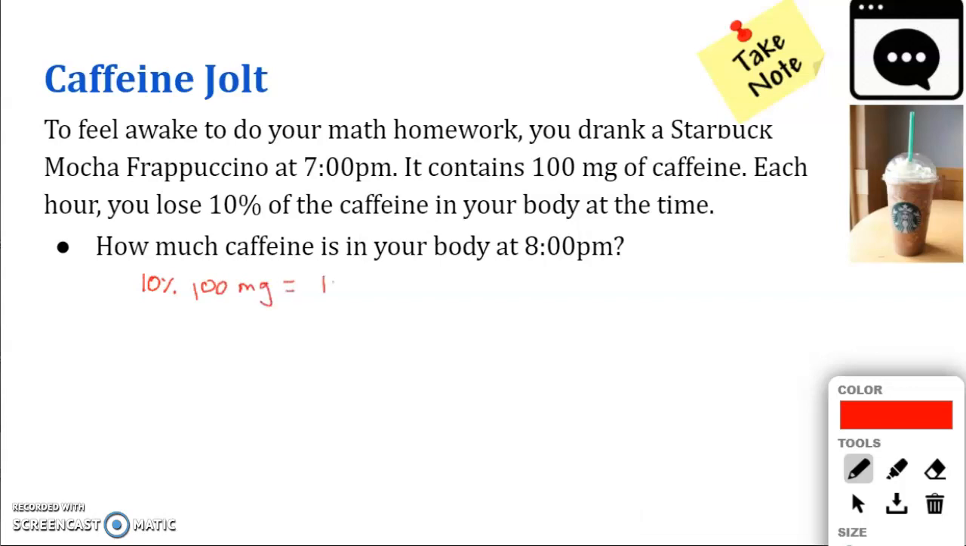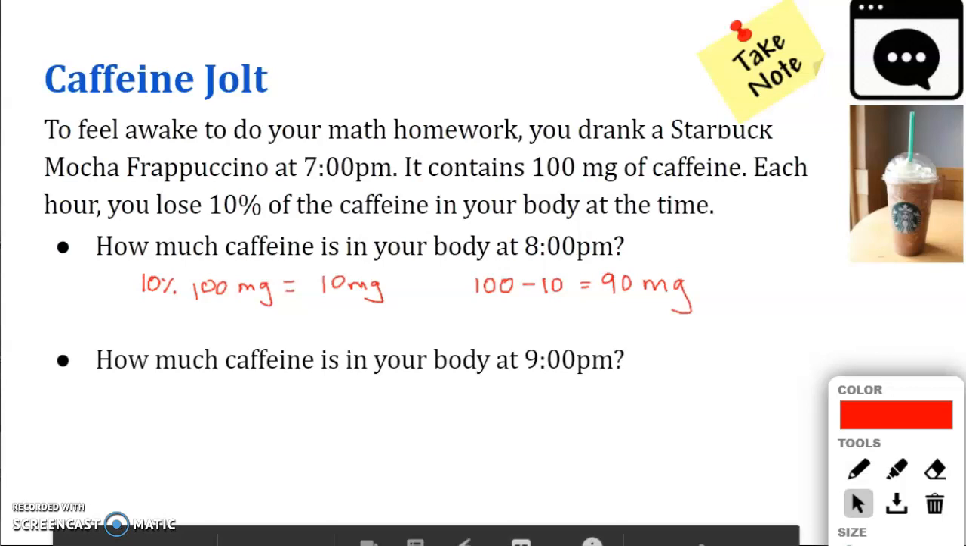10% of 100 milligrams is 10 milligrams. That means I am going to lose 10 milligrams in 1 hour. So I started off with 100, and what I'm going to do is take away 10 milligrams. That's how much is lost. So I'm left with 90 milligrams. So my answer at 8 p.m.: I am going to have 90 milligrams of caffeine.